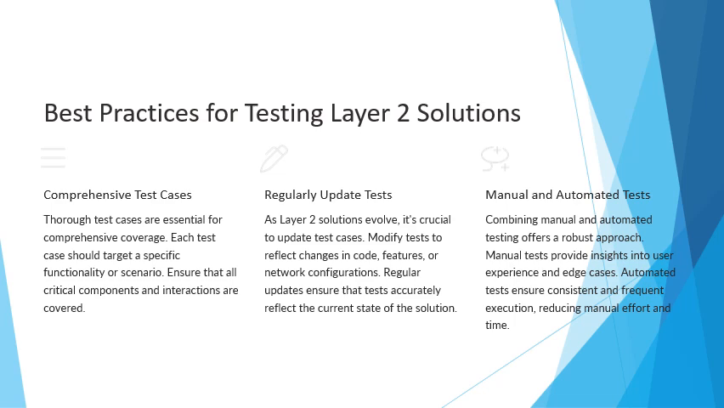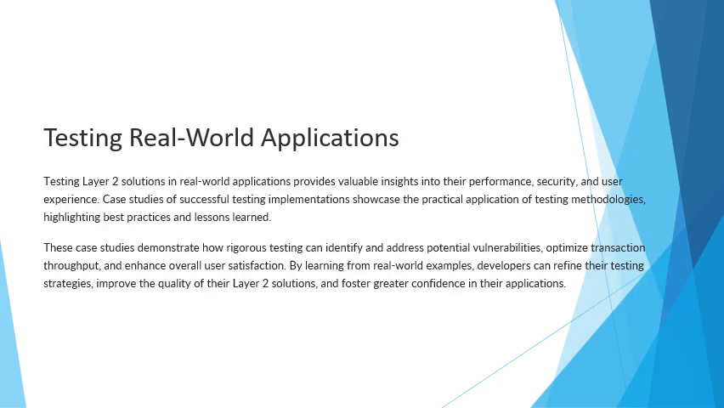Manual and automated tests. Combining manual and automated testing offers a robust approach. Manual tests provide insights into user experiences and edge cases. Automated tests ensure consistent and frequent execution, reducing manual effort and time.